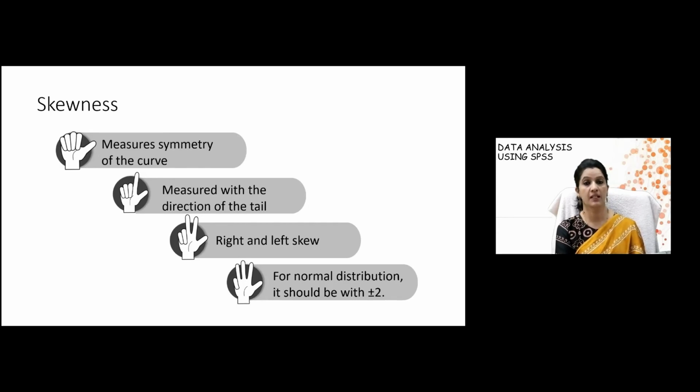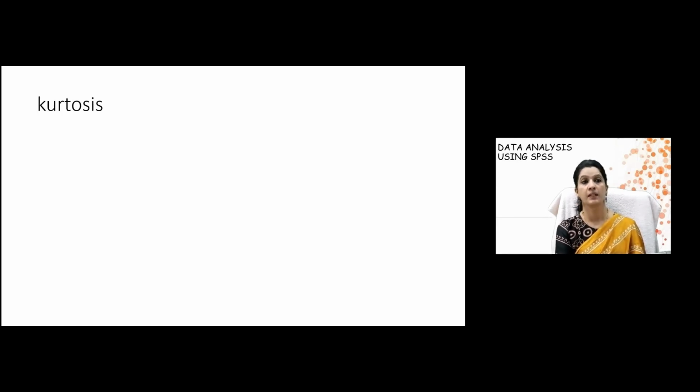So the sign tells you the direction of skewness. And if the value is plus minus 2, then it is normally distributed. So this is again an objective way for the assessment of normality. The third concept is about the kurtosis.